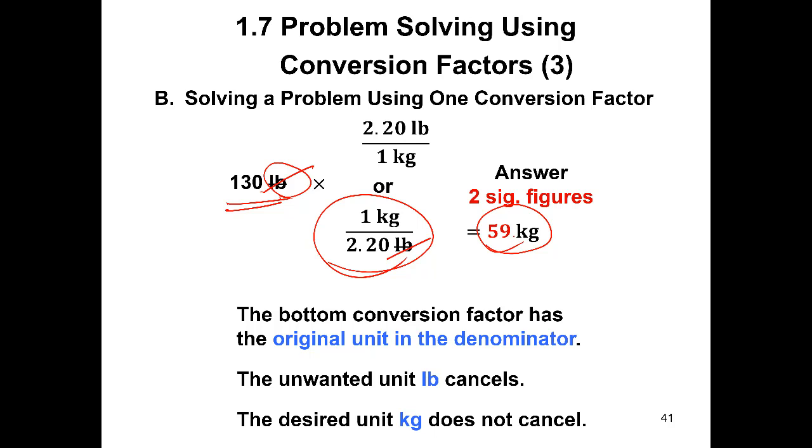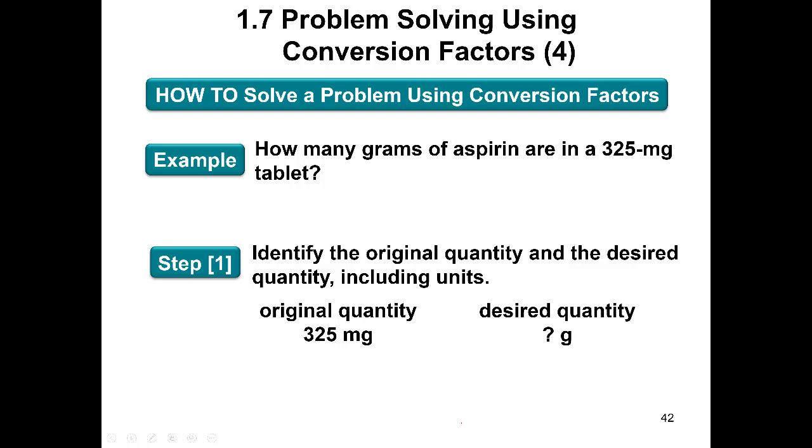The bottom conversion factor has the original unit in it, in the denominator. So I cancel pounds and I'm left with what I'm looking for, which is the kilograms. So here's just a problem. How many grams of aspirin are in a 325 milligram tablet?